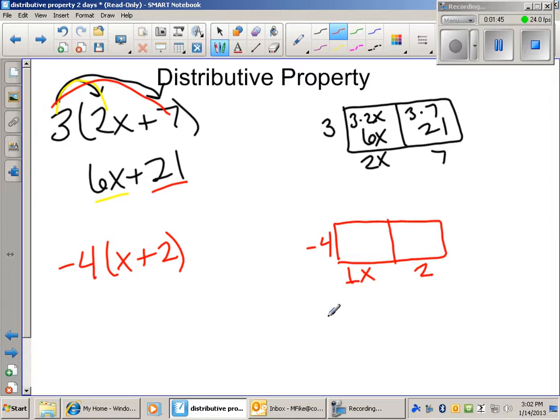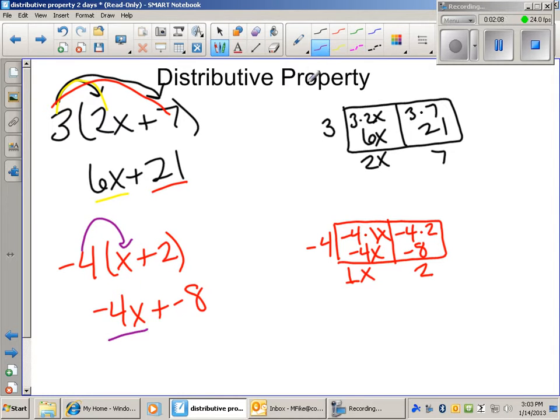You don't have to. So negative 4 times 1x is a negative 4x. And negative 4 times 2 is a negative 8. So you would have negative 4x plus a negative 8, which again should make sense because negative 4 times x gives you negative 4x, and negative 4 times 2 will give you negative 8.